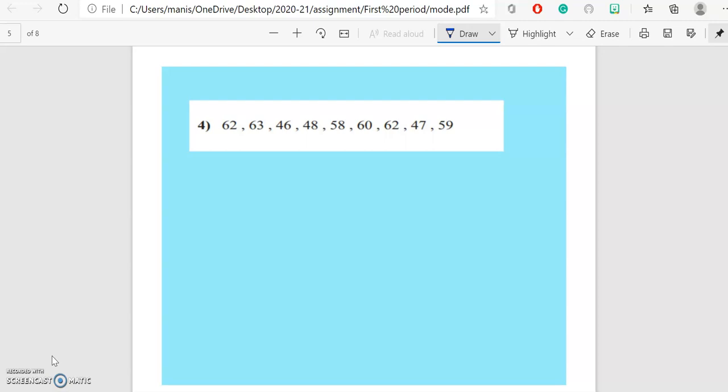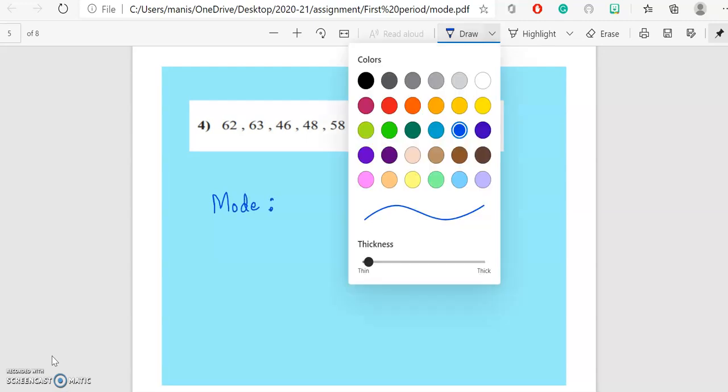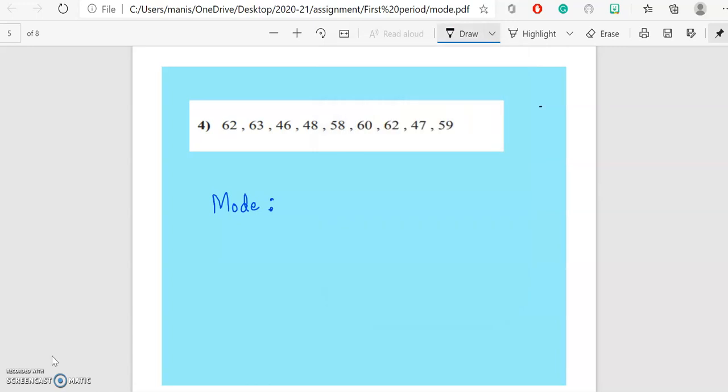Find the mode of the given set of values. So the definition of mode is the number that appears the most. So let's try to find out. Always start from the first one, 62. Okay, there are two 62s, so we have a choice. 62 can be a mode. What about 63? No. 46, I don't see any other 46 over here. What about 48? I do not see any 48. Similarly for 58 and 60, I don't see any other number repeating. So from this I came to the conclusion that 62 is the mode for this question.